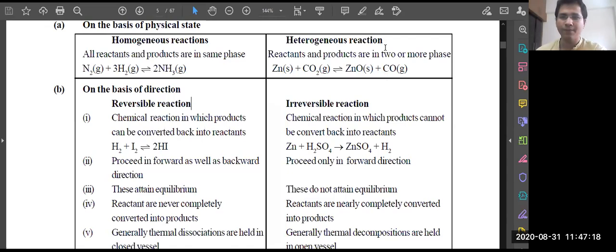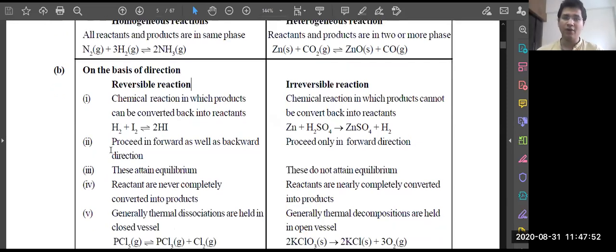Okay everyone, so obviously we'll talk about reversible and irreversible reactions. I think I need not explain what a reversible reaction is, what an irreversible reaction is. I hope all of you remember that a reversible reaction is a reaction in which reactant is converted into product as well as product is converted into reactant. So the reaction is carried out in two ways, forward as well as backward. In an irreversible reaction, the reaction is carried out in only one direction, which is the forward direction.